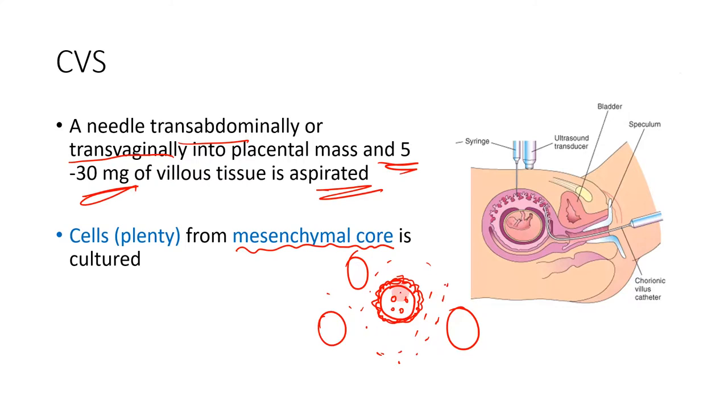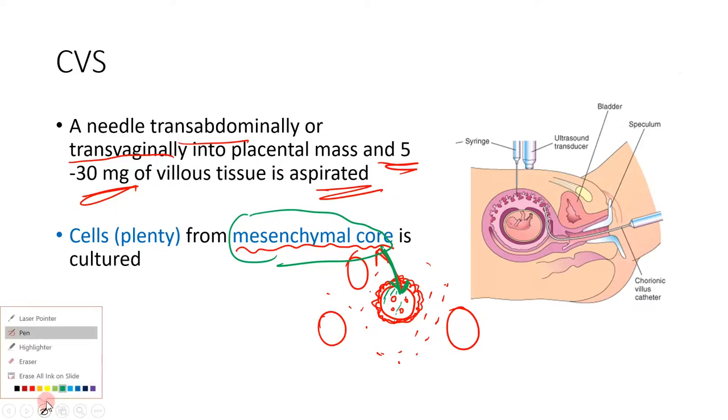So basically you are taking tissue from here. You are taking tissue from this part. That is a mesenchymal core. So you're basically taking the tissue from this aspect. That's the mesenchymal core. So that tissue you take and culture. As you have a lot of tissue available here, the yield is more, and the time period that is needed for this is much less.